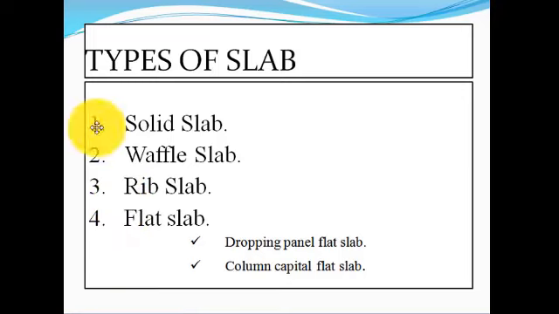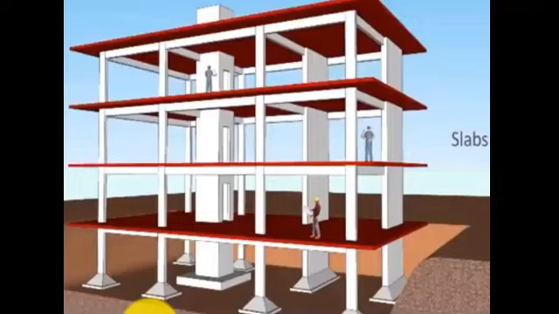We have basically four types of slabs. We have the solid slab, the waffle slab, the rib slab, and the flat slab. Then the flat slab is subdivided into two: the drop panel flat slab and the column capital flat slab. First of all, the solid slab.